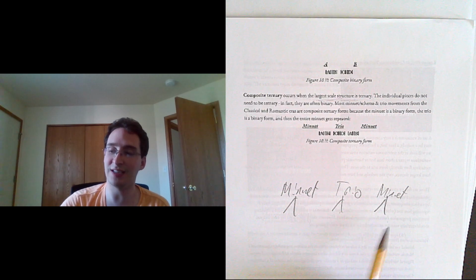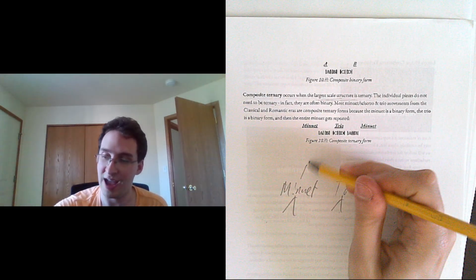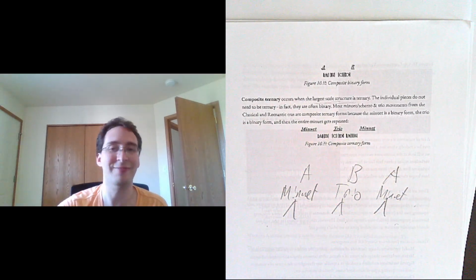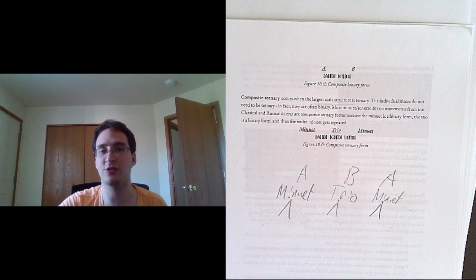So each of these in itself is a binary form, but when you put it together, you have A, B, A, which is ternary. So we would call it composite because it consists of smaller binary or ternary forms.